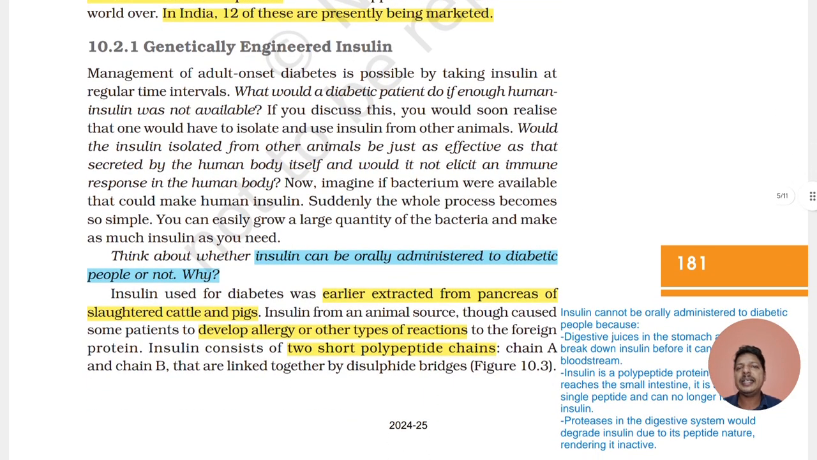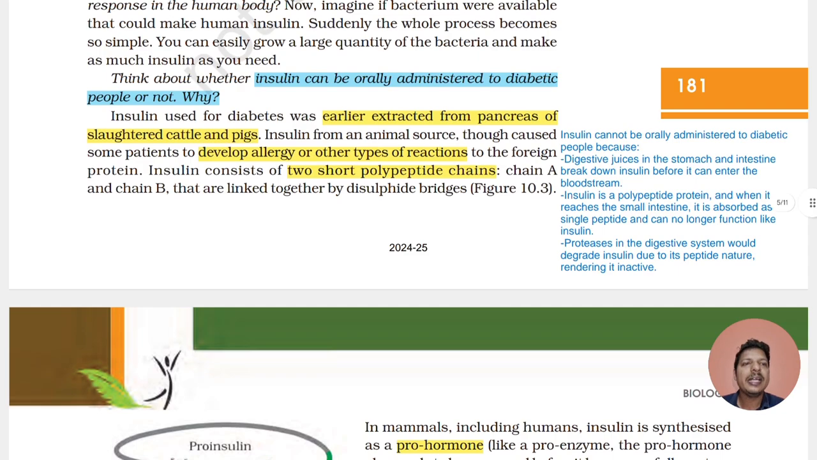First, genetically engineered insulin. Can insulin be orally administered to diabetic people or not? Why? A question will be asked, and here is the answer. Insulin cannot be orally administered to diabetic people because digestive juices in the stomach and intestine break down the insulin before it enters the bloodstream. First point, insulin is a polypeptide chain, and when it reaches the small intestine, it is absorbed as a single peptide and can no longer function like insulin.